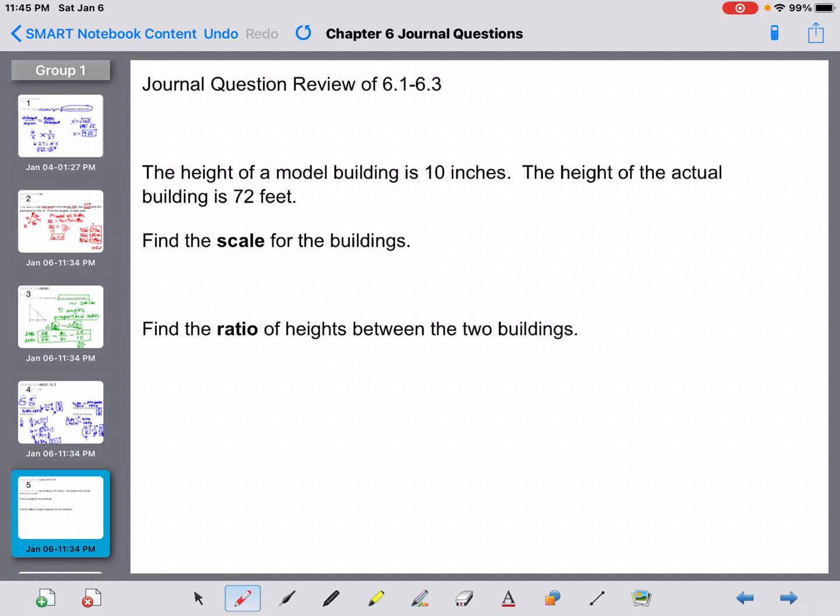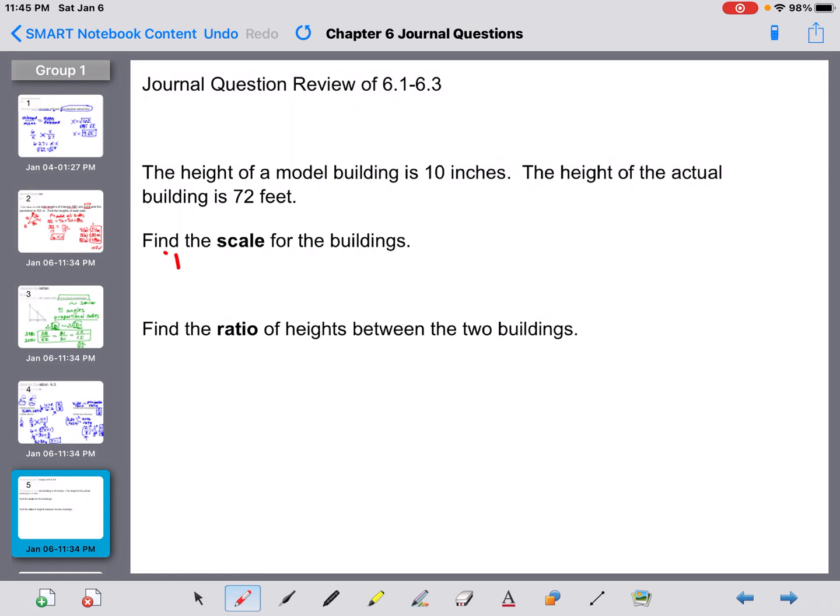All right, you'll notice this journal question is reviewing anywhere from 6.1 to 6.3. If we took a quiz, we'd be over these 3 sections. And this one actually comes back from both 6.1 and 6.2 because I'm dealing with scale and I'm dealing with ratio. So a quick reminder on some scales.